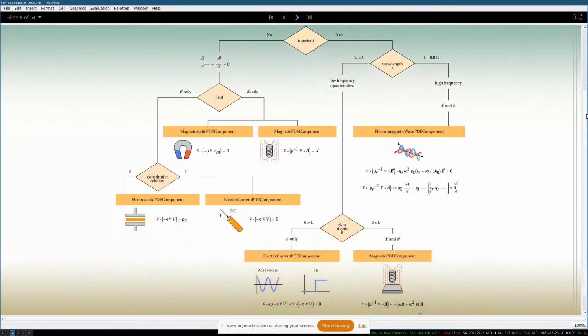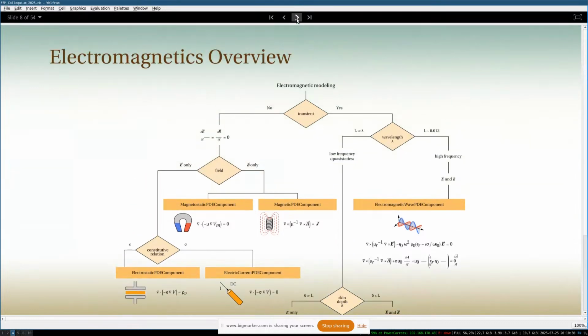Now, for the time-dependent case, you'll check whether the wavelength is larger than the object size. And if it's larger, then you're in a low frequency, quasi-static regime. Then you can check again the skin depths and things like that. So all of these components are then available. What we are lacking, the last part that's lacking as a PDE component, is an electromagnetic wave PDE component. So this is the fully coupled Maxwell's equations. We don't have that yet as a component, but you can already do this on a lower level by specifying the PDE directly. Okay, so that's a bit of an overview there.